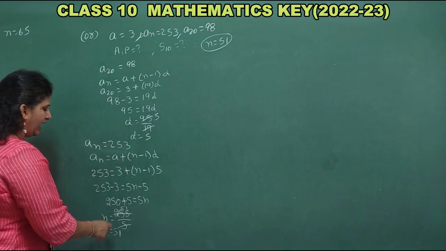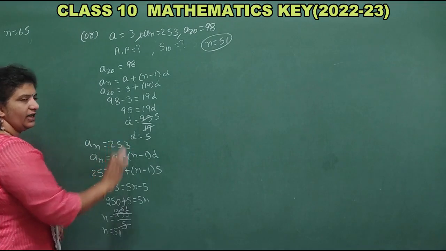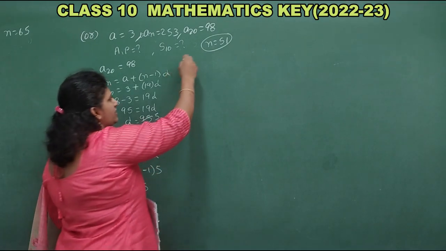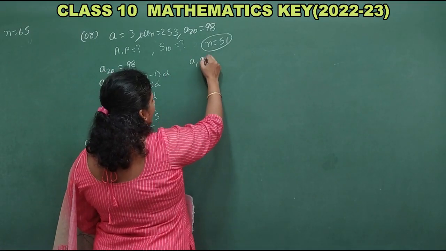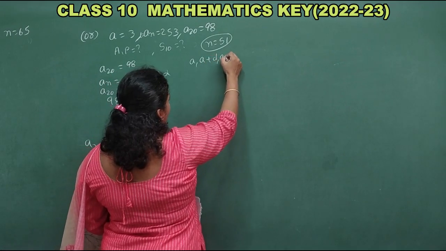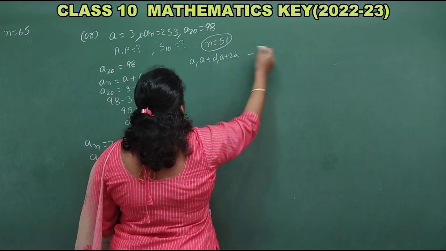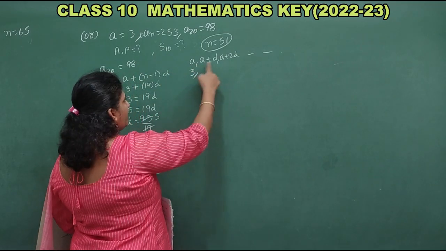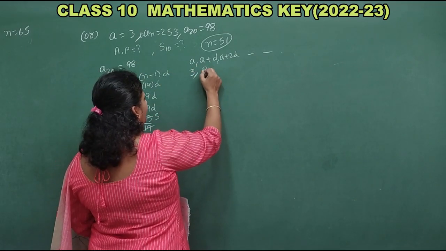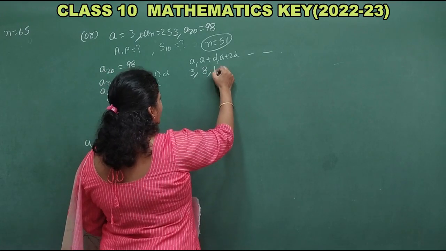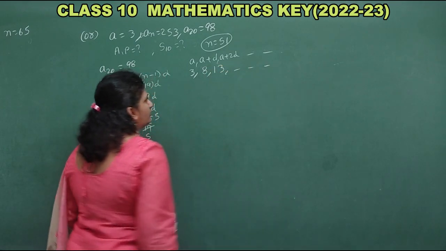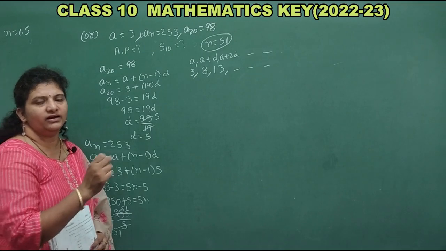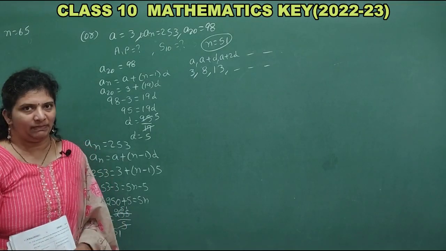If you know A and D, can you find the AP? Yes. The general form of AP is A, A plus D, A plus 2D, and so on. A value is 3, 3 plus 5 will be 8, again 8 plus 5 is 13, and so on. 3, 8, 13, and so on is the required AP.